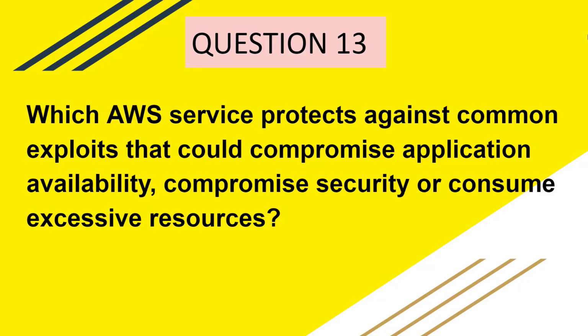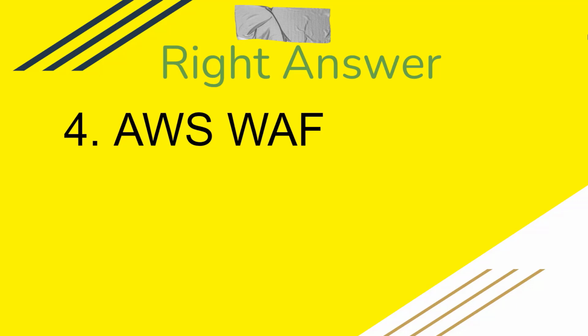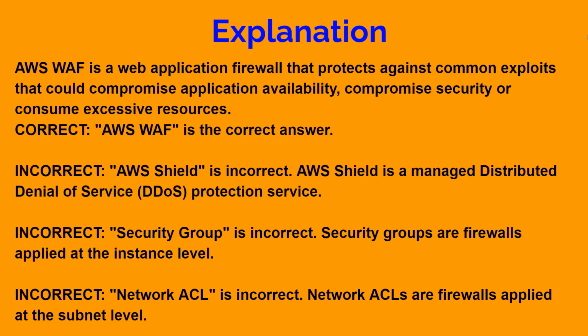Question 13. Which AWS service protects against common exploits that could compromise application availability, compromise security or consume excessive resources? Option 1. Security Group. 2. AWS Shield. 3. Network ACL. 4. AWS WAF. Right answer: 4. AWS WAF. Explanation. AWS WAF is a web application firewall that protects against common exploits that could compromise application availability, compromise security or consume excessive resources.